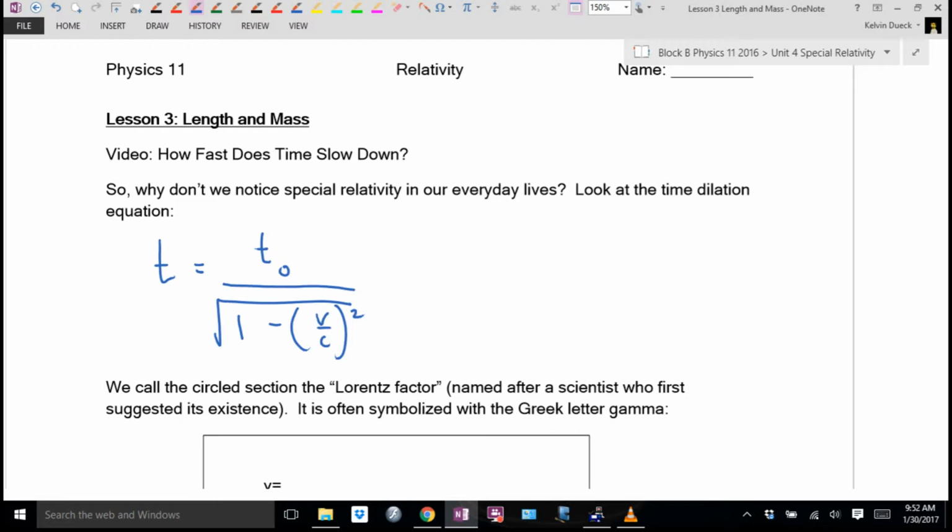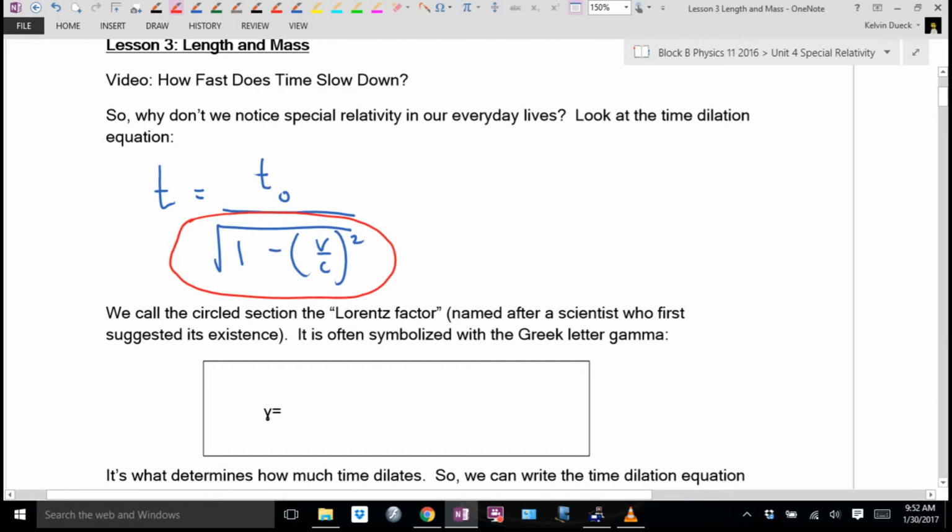Thanks, Alec. And what I'd like you all to do is take your pen or your pencil and circle that square root thing. We call this circled section the Lorentz factor. It's named after a mathematician scientist who first suggested its existence.